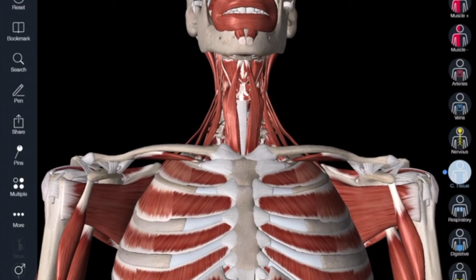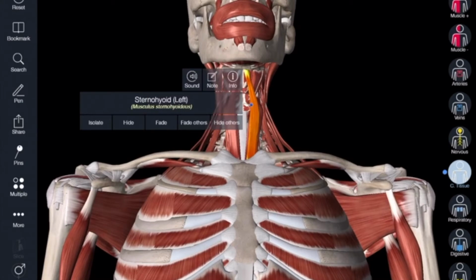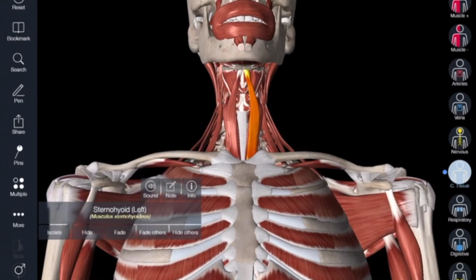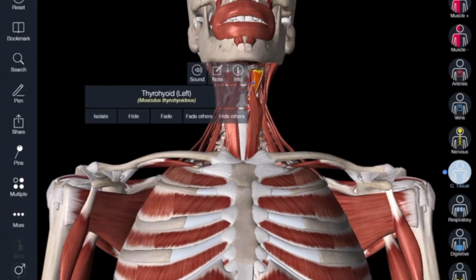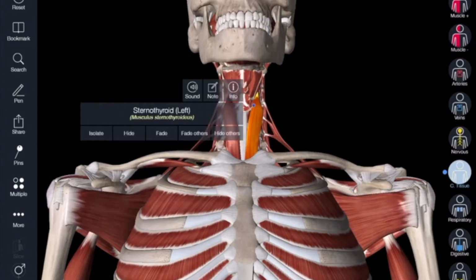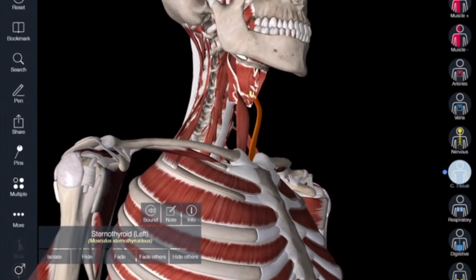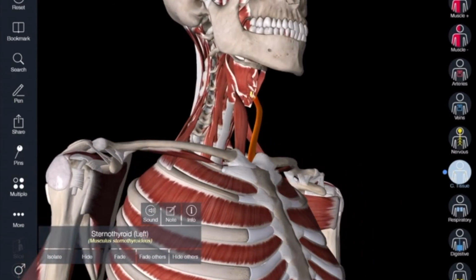The infrahyoids, let's look at these guys. So we have sternohyoid that goes from the sternum to the hyoid bone. We have thyrohyoid, which goes from the thyroid cartilage to the hyoid bone. We have sternothyroid, which is actually the only hyoid muscle that doesn't attach to the hyoid bone. It attaches to the sternum and to the thyroid cartilage.